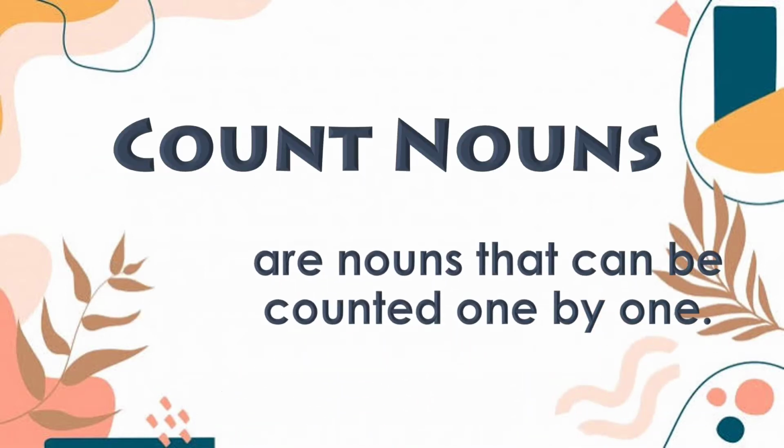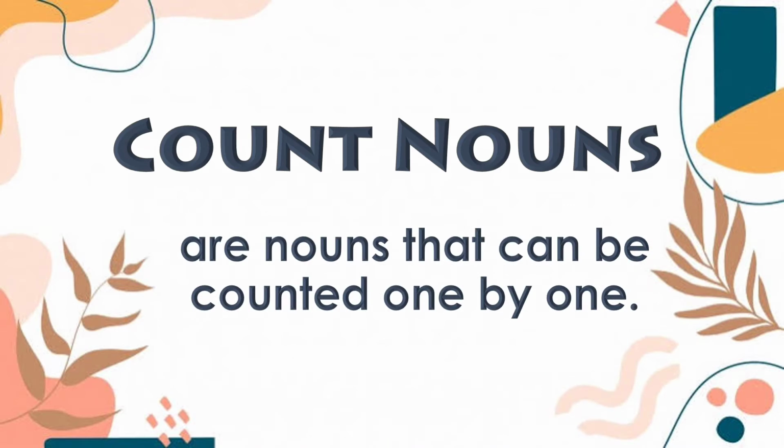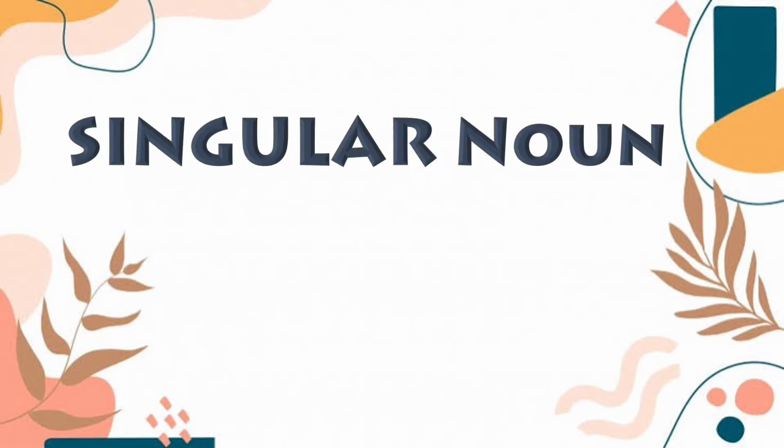First, let us define the count nouns. When we say count nouns, these are the nouns that can be counted one by one. Again, when we say nouns, these are the names of people, animals, things, places, and events.